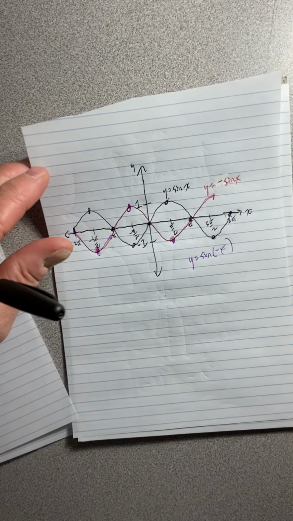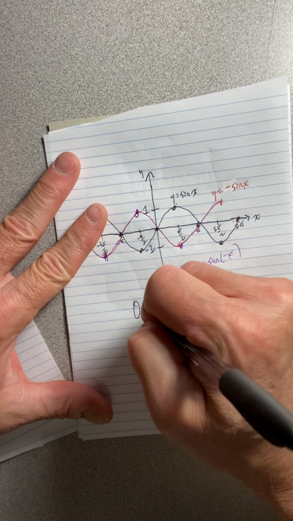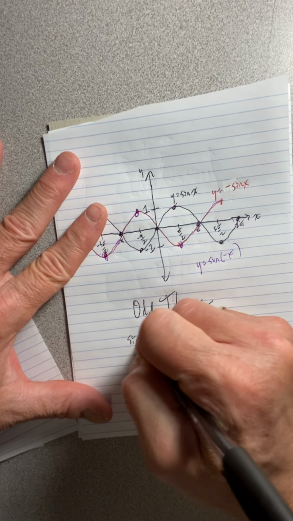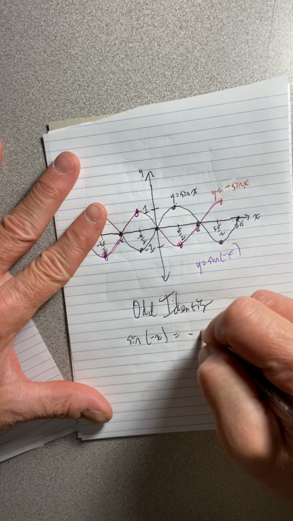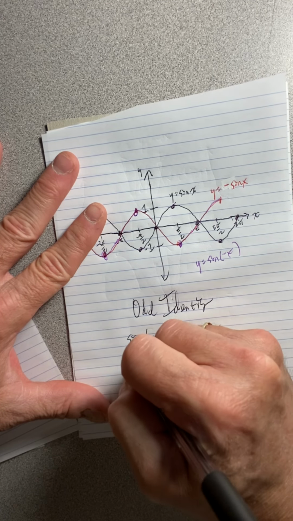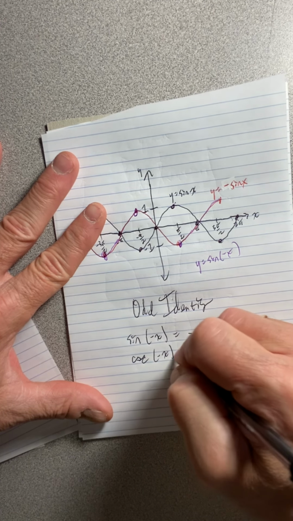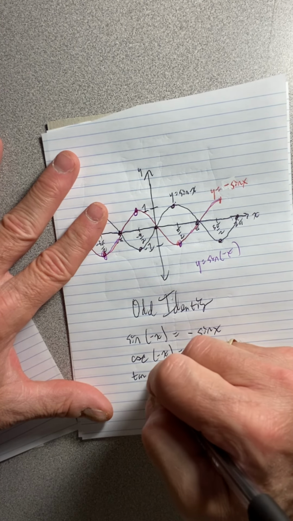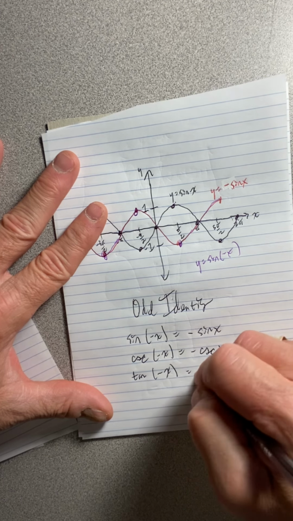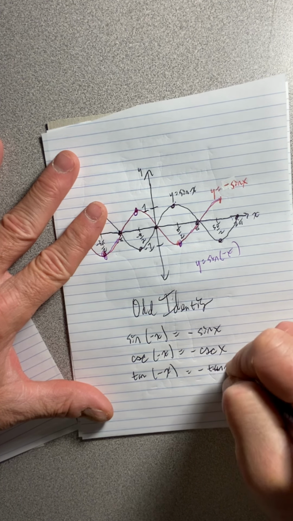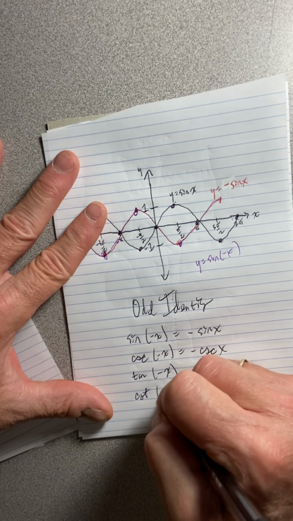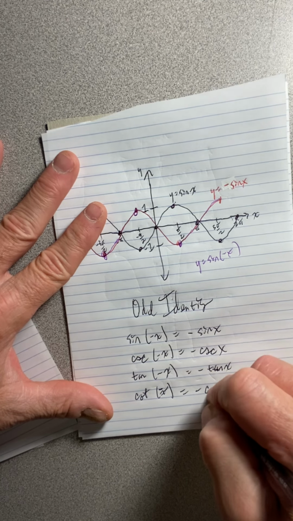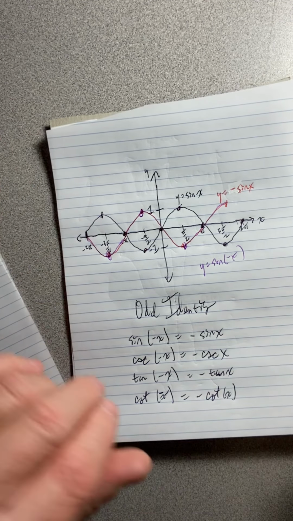So this is called the odd identity. It says that sine of negative x is equal to negative sine of x. And it's true for its reciprocal. So cosec of negative x is equal to negative cosec of x. It's also true for tangent. If you think about the tangent wave and how it looks, tan of negative x is equal to negative tan of x. And cotangent: cotangent of negative x is equal to negative cotangent of x. And that's the odd identity.